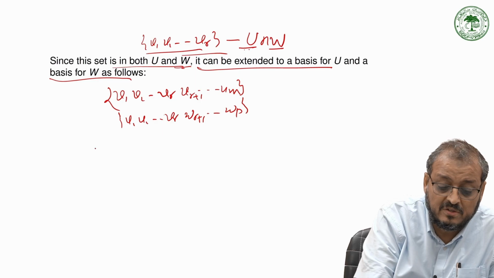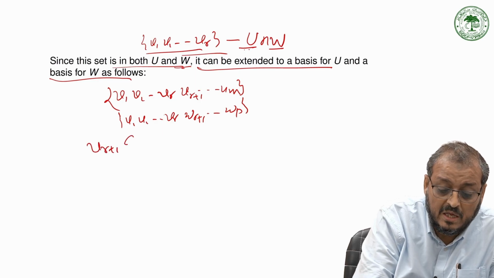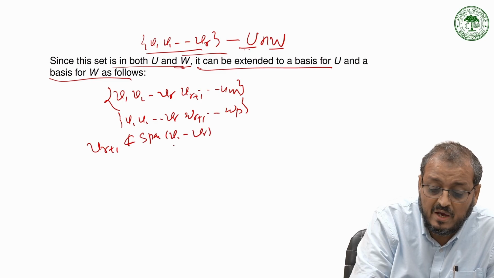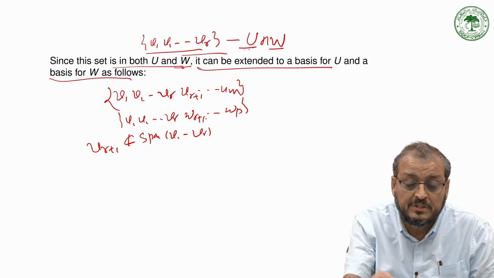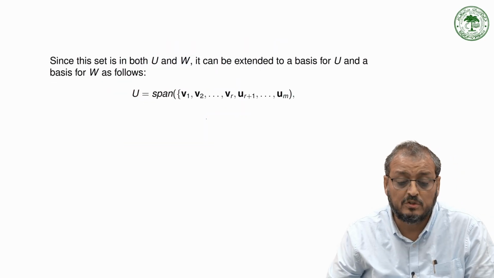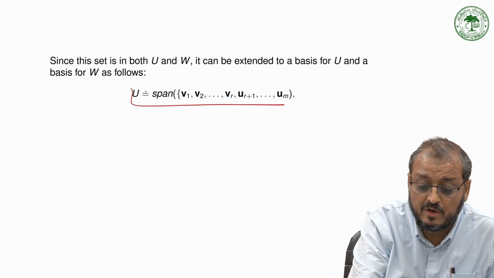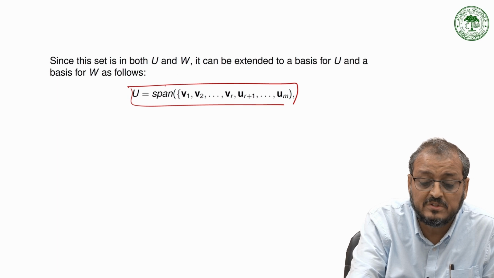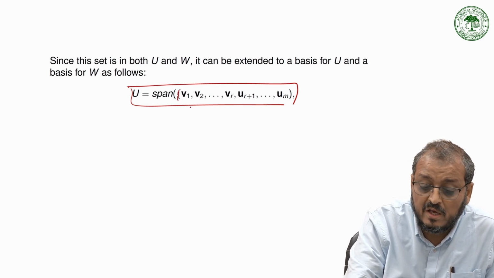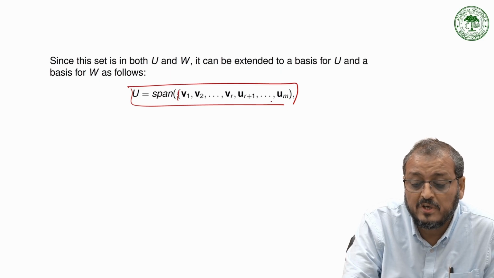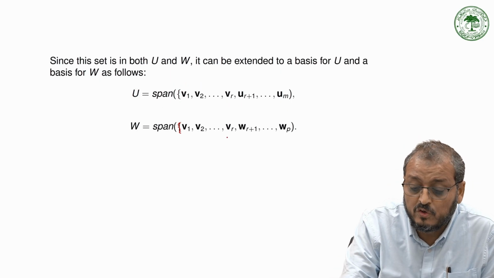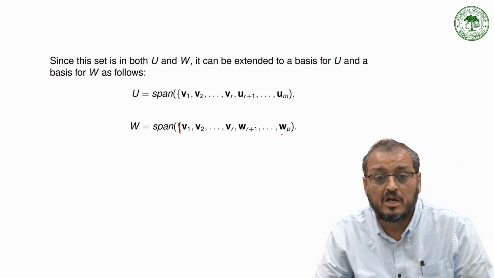Extension works like this: we choose V(r+1) which does not belong to the span of V1 up to Vr, and continue in this way. So by this we can extend the basis into this form. Then U is equal to the span of V1, V2, up to Vr, U(r+1) up to UM, and W is equal to the span of V1, V2, up to Vr, W(r+1) up to WP.